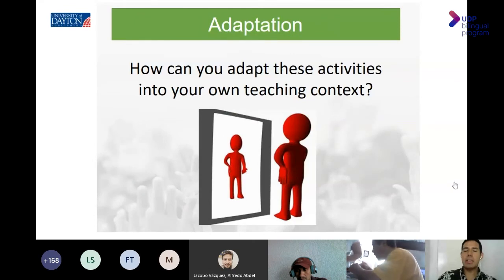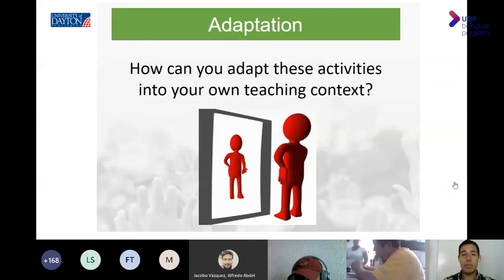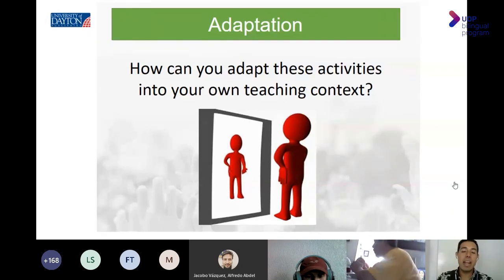So I think that to wrap up all this explanation, we need to reflect on this question. How can you adapt these activities into your own teaching context? Every time I ask this question to teachers, they come up with different answers. Why? Because our classrooms are different. Our students are different. Even one activity may work with one group, but not with another. So, of course, it will be very difficult to reach an agreement on how we can adapt this into our own teaching context, because our contexts are different. The levels are different, the students are different, the learning styles are different. So I would like you to reflect on this. How can you adapt all these activities into your own teaching practice?